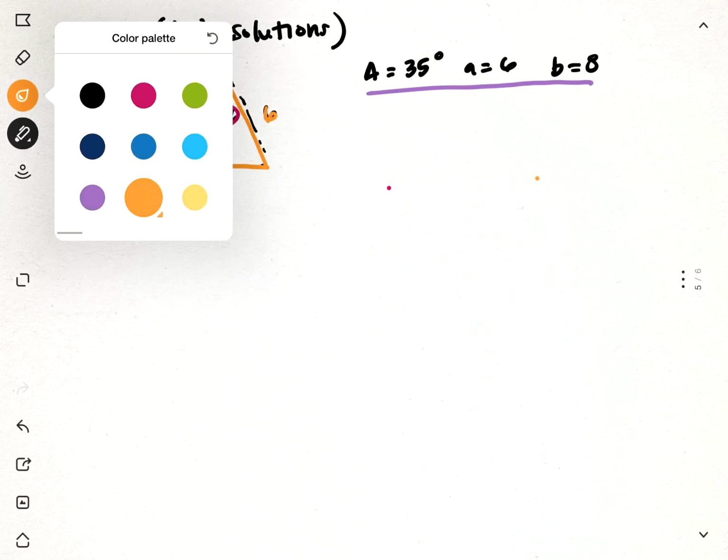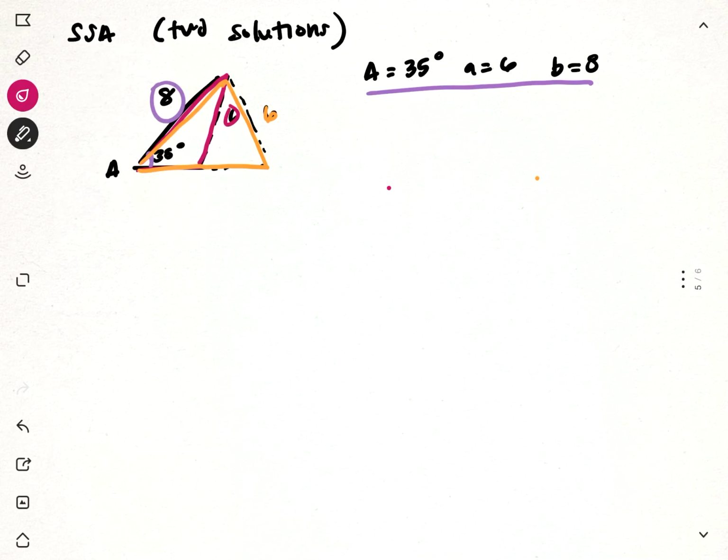So let's do the red one first. All right, so notice this one, this angle here across from the 8 is obtuse. So it's going to be bigger than 90. All right, so let's start setting this up. We know that the 35 and the 6 are across from each other. Sine 35 over 6 is equal to sine of, we don't know what this is, it's going to be B, capital B for angle B, over 8. Let's see what happens here.